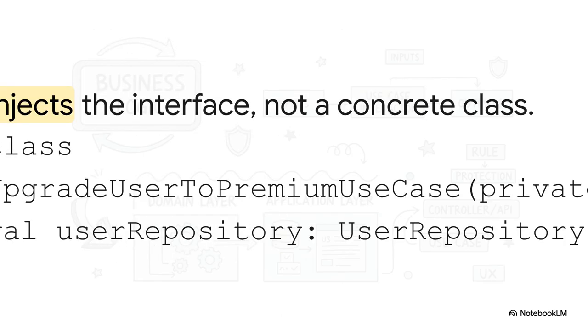And here it is, the use case itself. Now pay close attention to the constructor. See how we're asking for the user repository interface? We are not asking for a specific database class. That's the whole point. Then inside, we'd have a function that gets the user, checks if they're already premium, and if not, updates them. And because it's only talking to that interface, you know what that means for testing? We can just hand it a fake mock repository. It makes testing this core logic an absolute breeze.